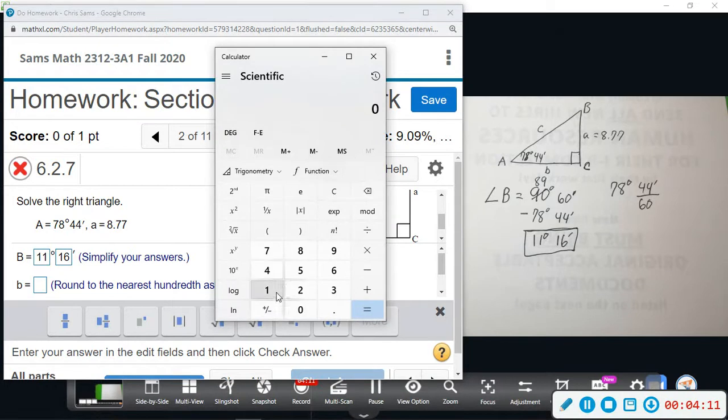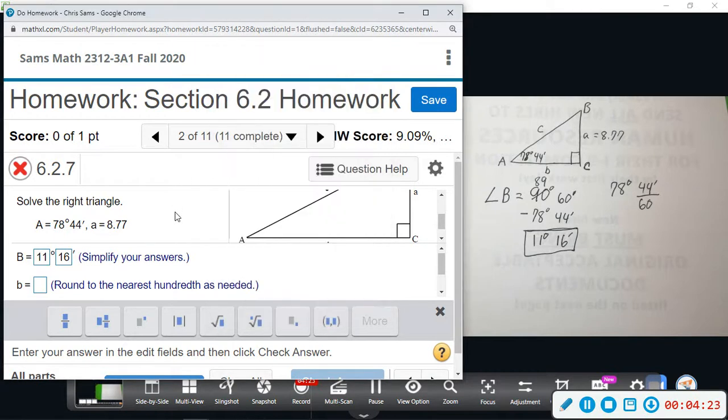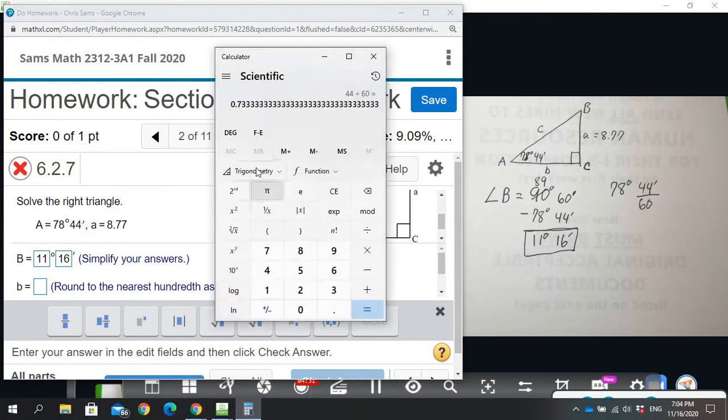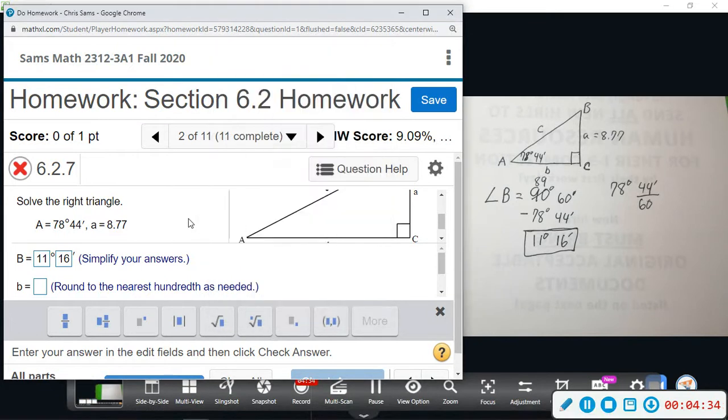So let's clear this out. 44 divided by 60. And we're going to round this just to 2 decimal places, so just 0.73, because all the final answers are going to be rounded to the nearest hundredth. So you saw that decimal form was 0.73. Okay, so 78 degrees and 44 minutes is equivalent to 78 degrees and 73 hundredths. So 78.73. So this is the given.